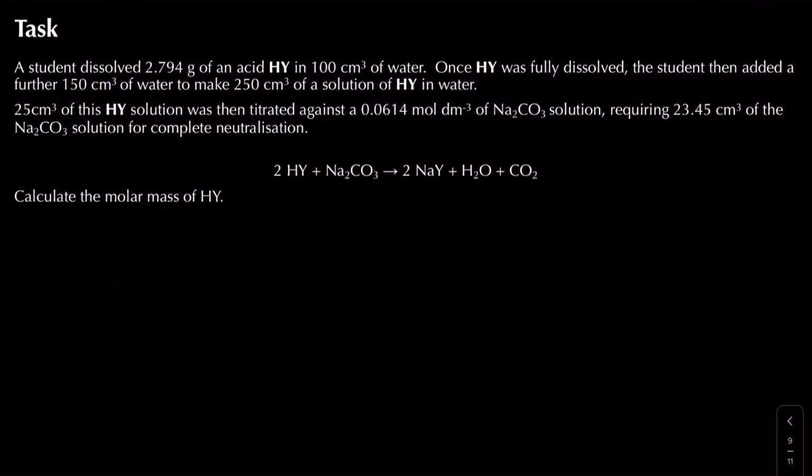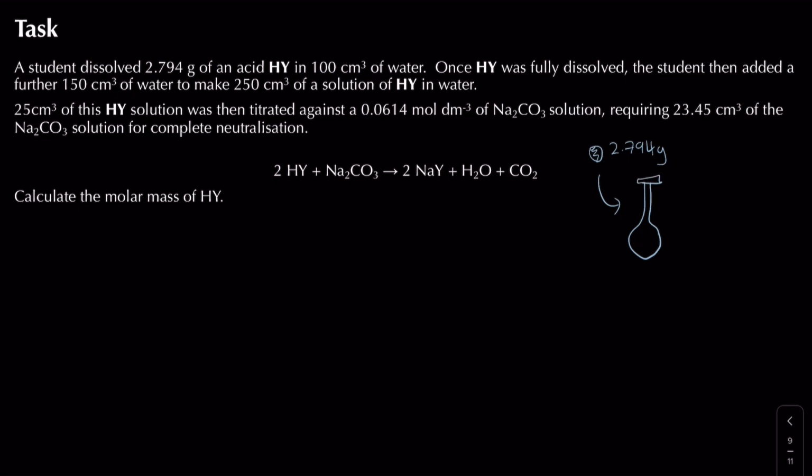Now I've got one for you to try using the same steps, might be slightly different at the end, but I want you to pause the video, have a go at the following, and then we'll work through it once you resume it. So in this case, we've got a student and they dissolved 2.794 grams of acid HY in 100 centimeters cubed of water. So we've got a solid that looks like this, and we've got 2.794 grams of it. Now what they've done is they've dissolved it in water, and they have added a further 150 centimeters cubed of water, and they've made a standard solution of this as well.